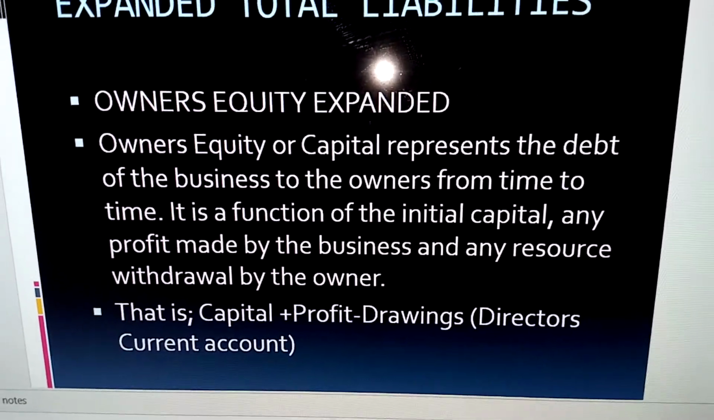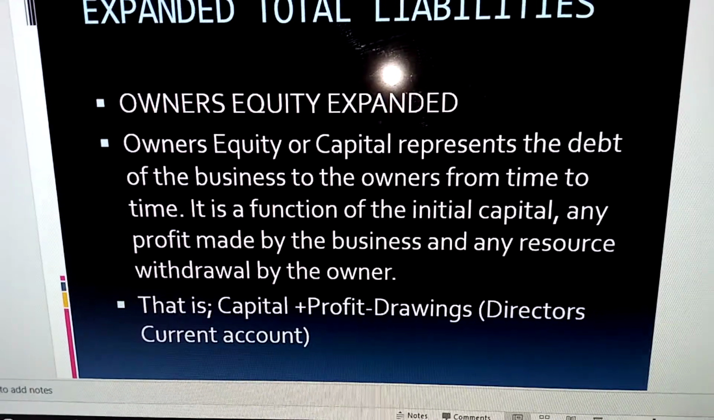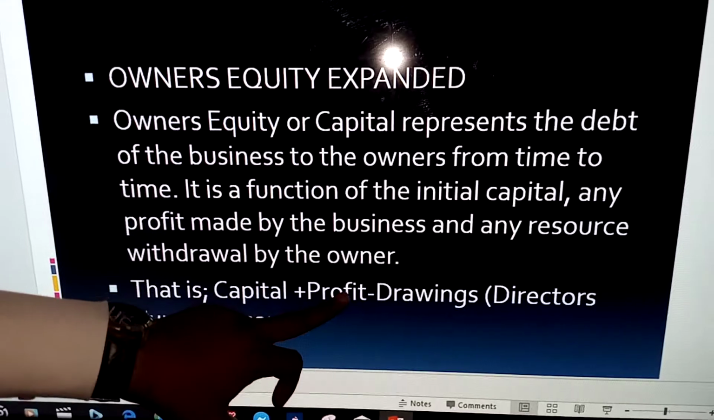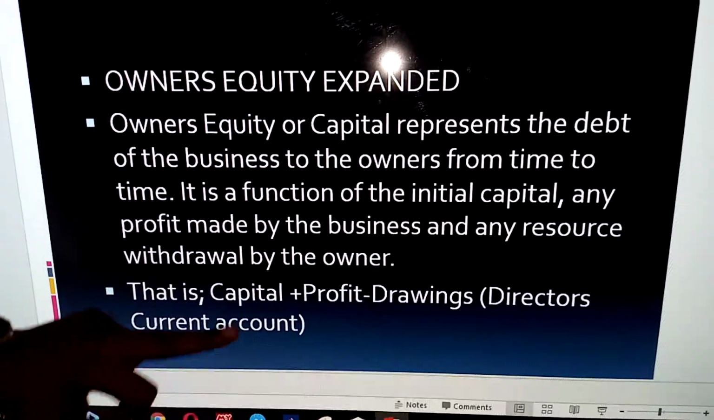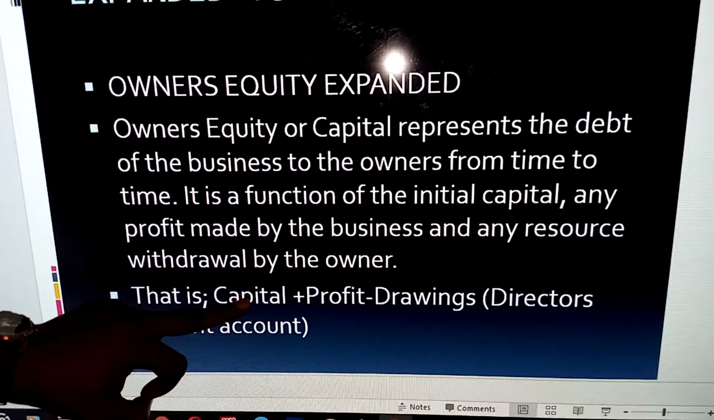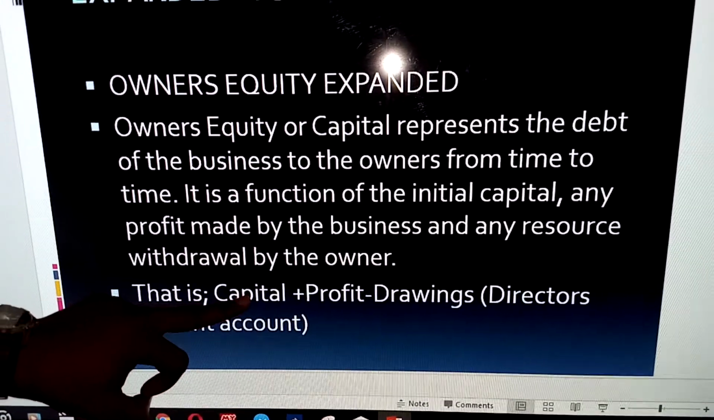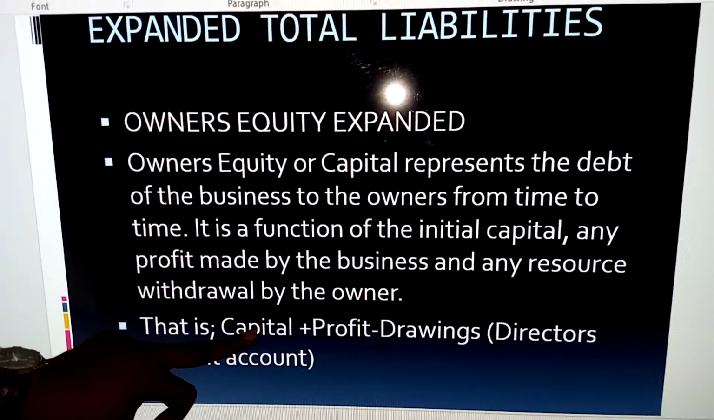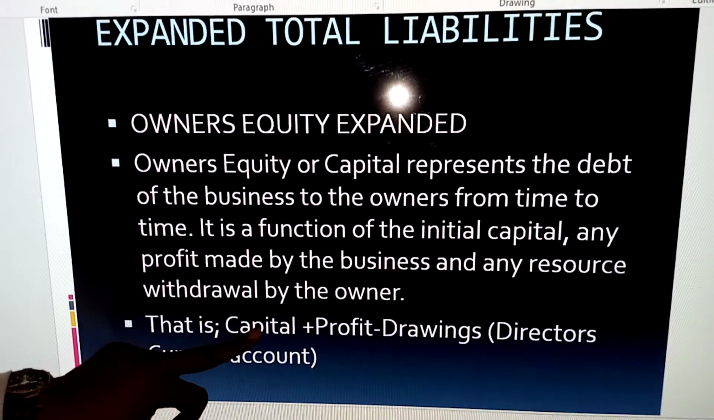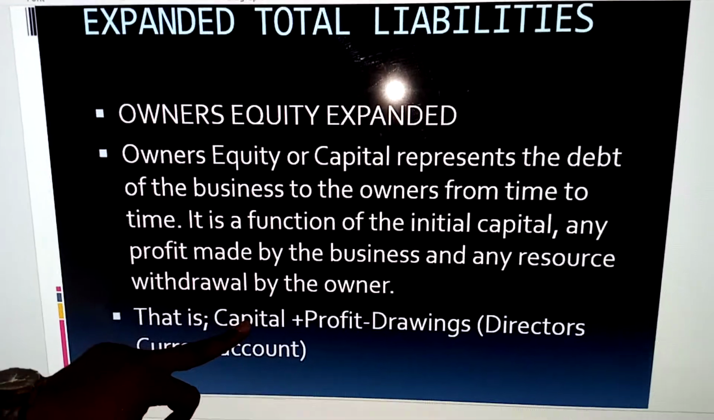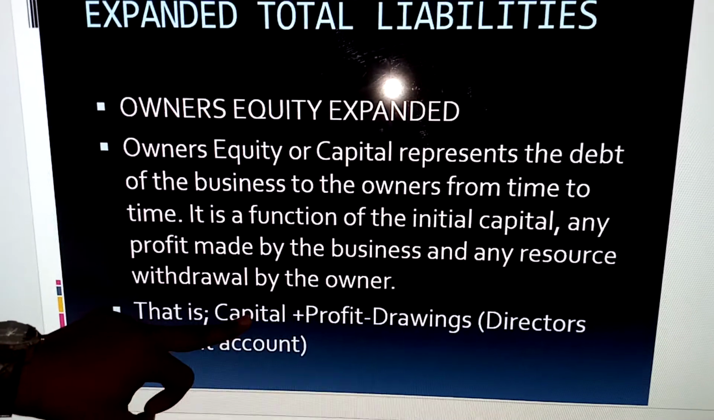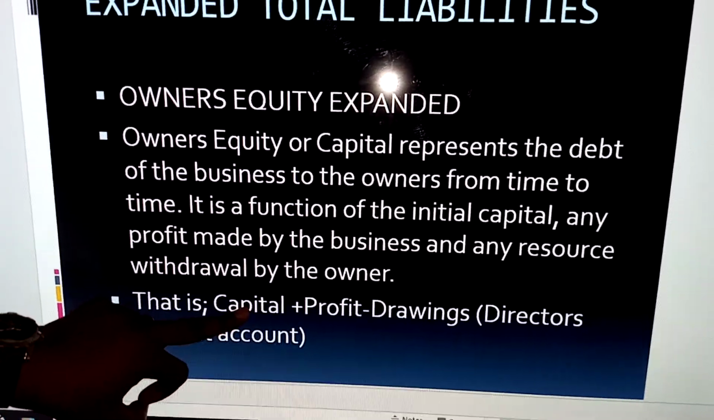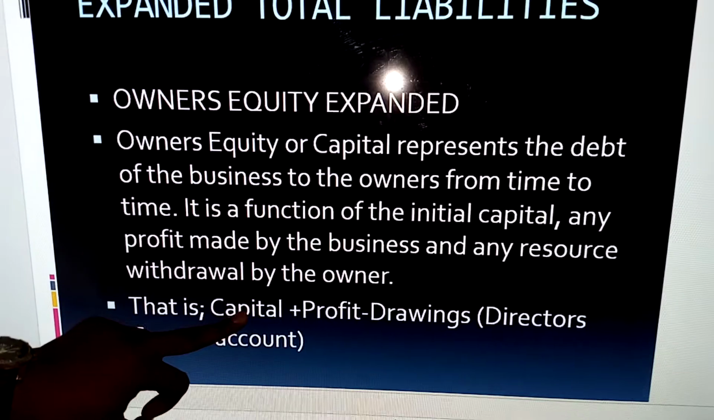So basically, we can say that the owner's equity can have its equation as what? Capital plus profit minus drawings. Capital is the initial amount that has been invested into the business. That is what the business is owing the owner. So if I float a business with 1 million, the business is owing me, the owner, 1 million. So that 1 million is my equity in the business. But if the business makes a profit of say 200,000, technically my equity is increasing to 1,200,000.